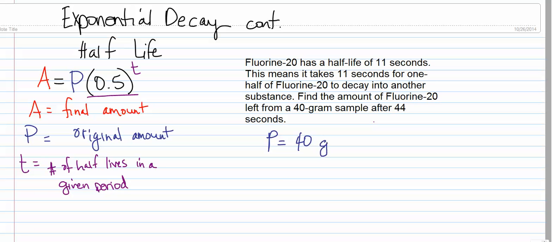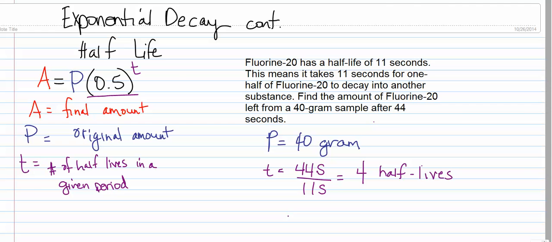This time, if you look at time, time is the number of half-lives in a given period. Well, our period of time that we're given is 44 seconds. And after every 11 seconds, half of the substance disappears. So there are actually 4 half-lives that will take place in 44 seconds in this situation, because it takes 11 seconds for 1/2 of fluorine 20 to decay, and this is going on for 44 seconds. So that means there will be 4 half-lives.